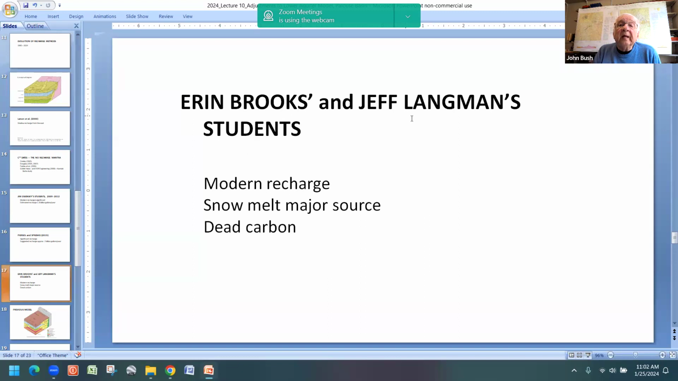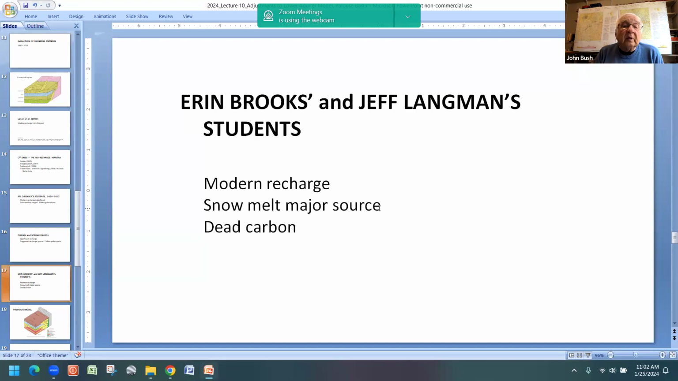And then Jeff Langman's students, building on Aaron Brooks's work and working with Aaron Brooks, also determined it was modern recharge. And another significant part was that they could trace snowmelt water in the lower aquifer system in Moscow and Pullman, and that snowmelt water was coming from, of course, the Palouse Range, where we get the highest precipitation rates and the highest snowpack.